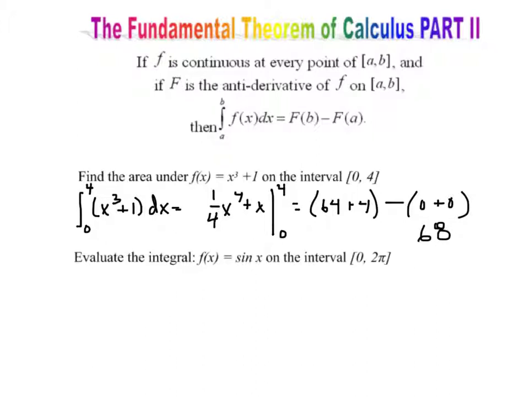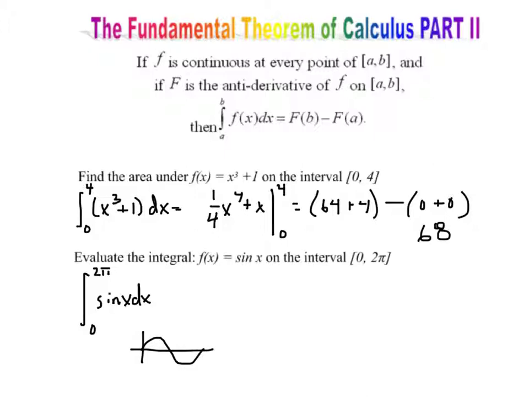And that's it. That's the area from 0 to 4 under this curve. Next, we're going to evaluate an integral set up by f of x equals sine x with that interval. So this time we'll go from 0 to 2 pi of sine of x dx. Now, I just want to do a quick sketch here of what this is going to look like.